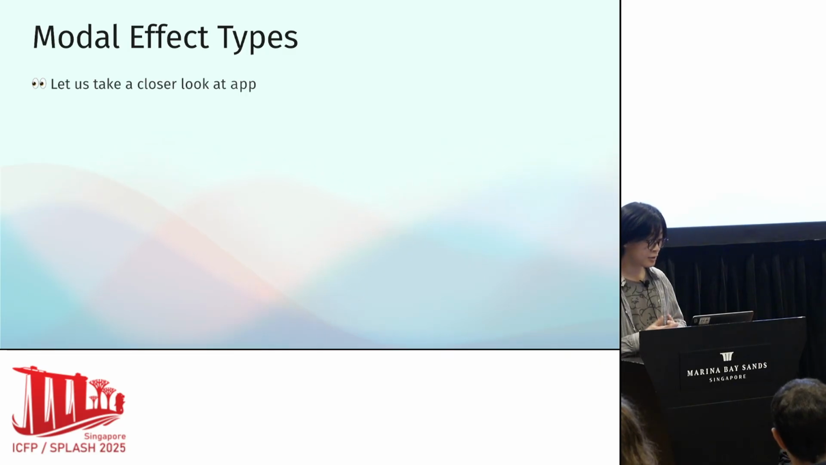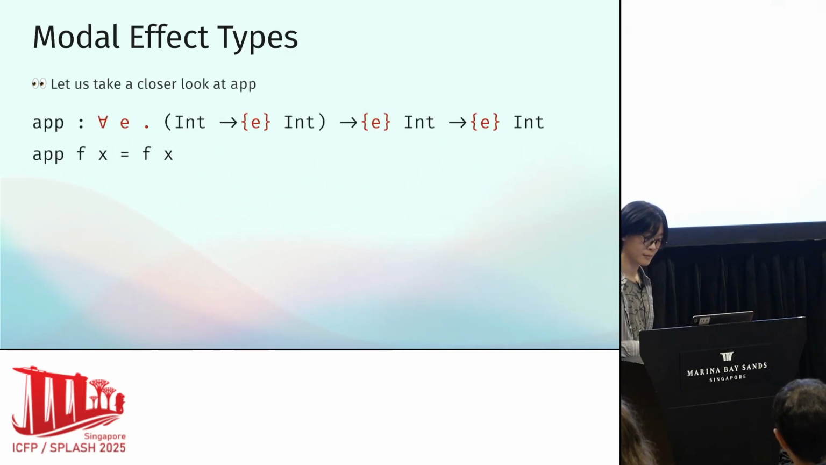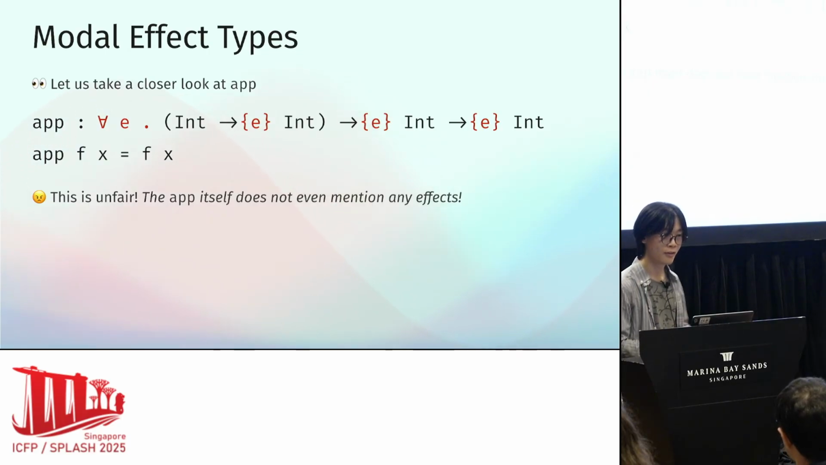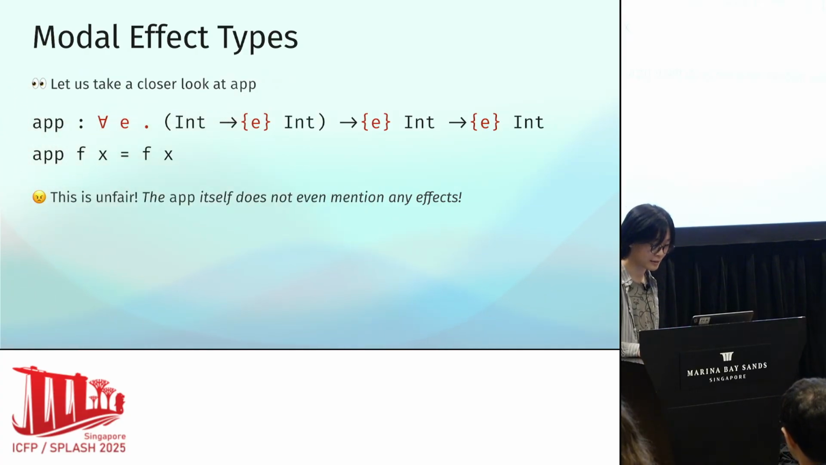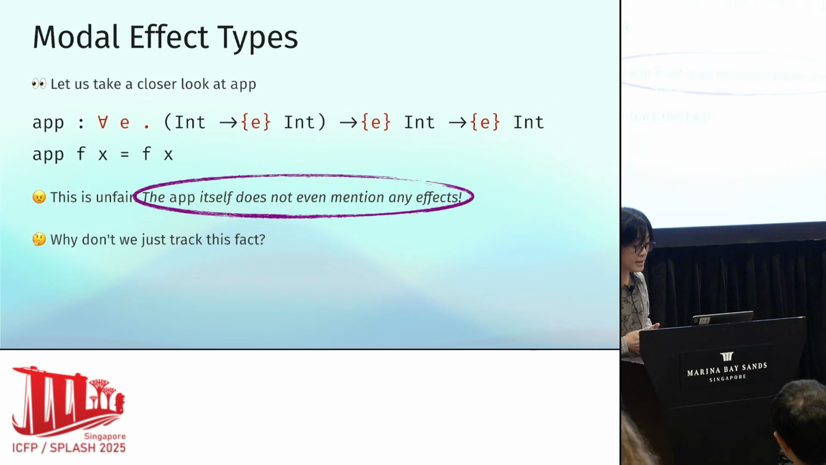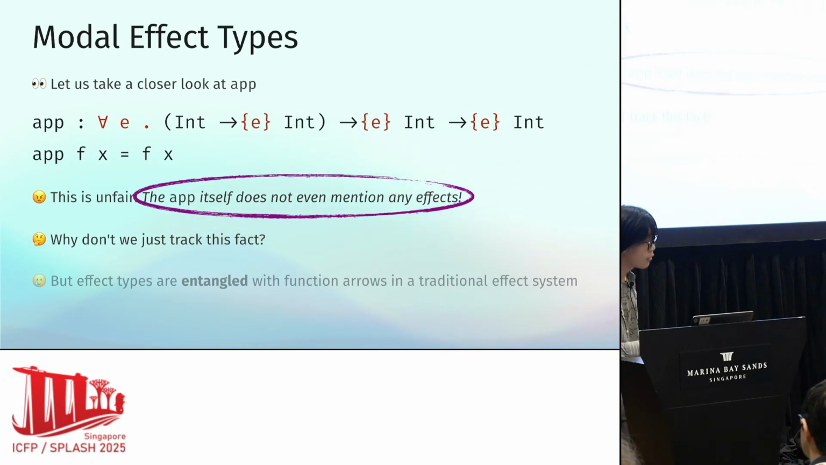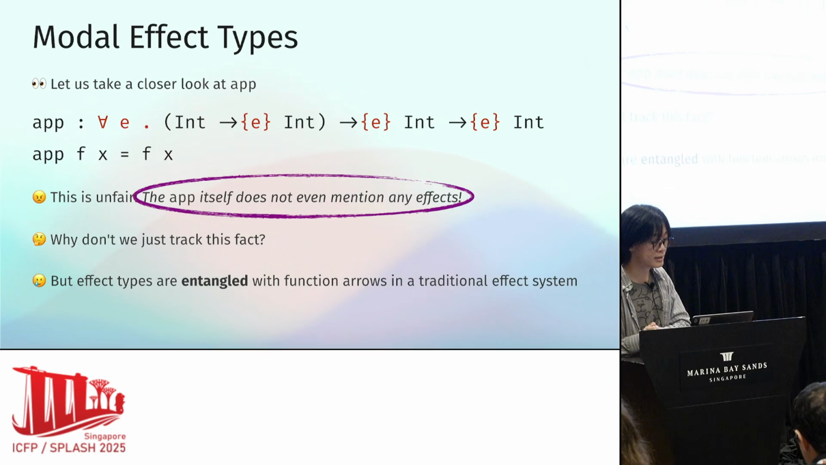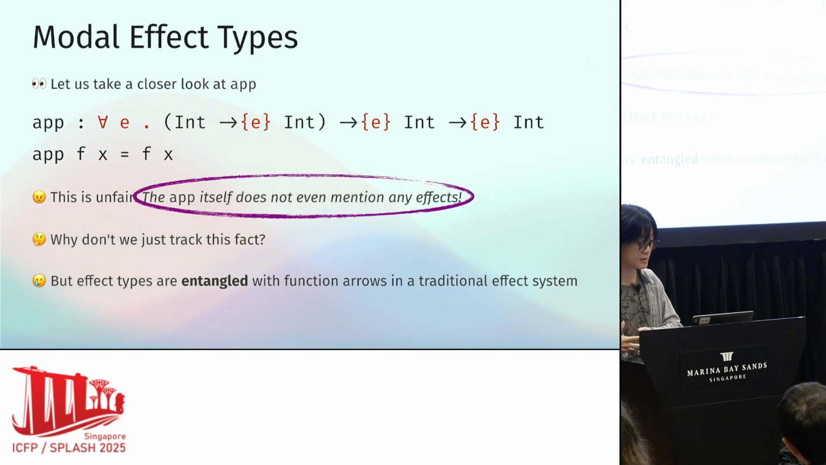So let's take a closer look at the definition of app. It is a rather simple function, but has a very long type signature with these verbose effect variables e. And this is unfair, because app itself is an innocent, pure, higher order function, which does not perform any effects at all. Why do we need to add these effect variables to its type signature? Why don't we just track the fact that its definition does not mention any effects? However, we can't do that, because in a traditional effect system, we have to annotate each function arrow with its effects consistently.